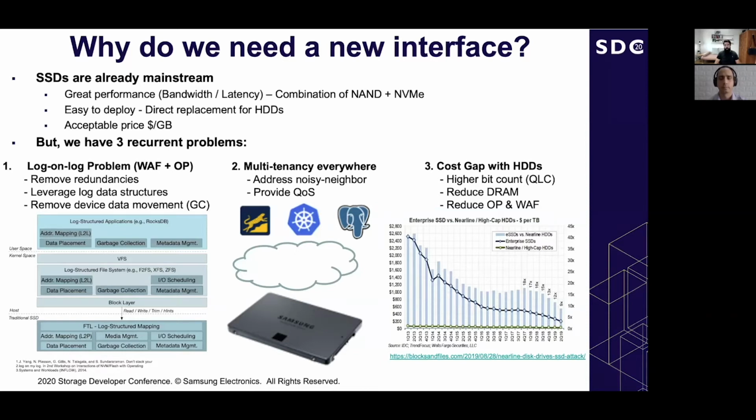The third part is cost. As I mentioned before, putting those two things together, we make it easier to adopt technologies like QLC or later down the road higher bit counts. By removing the 1 gigabyte per terabyte mapping table for the 4K mapping, we can reduce the DRAM on the device. And reducing these log-on-log structures for data placement, we can also reduce the OP and write amplification.